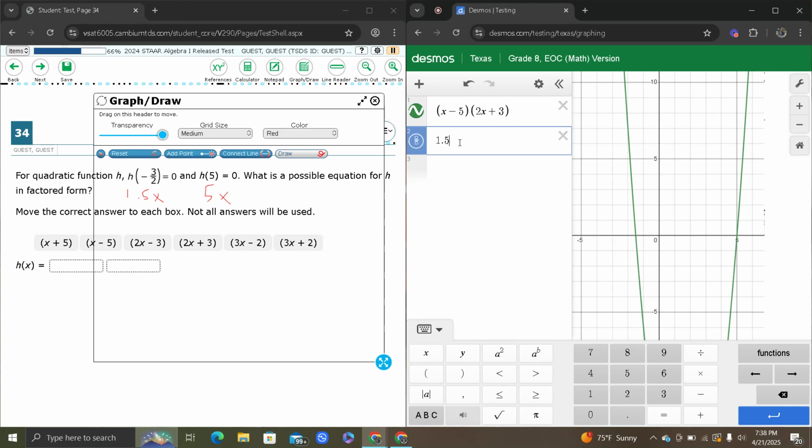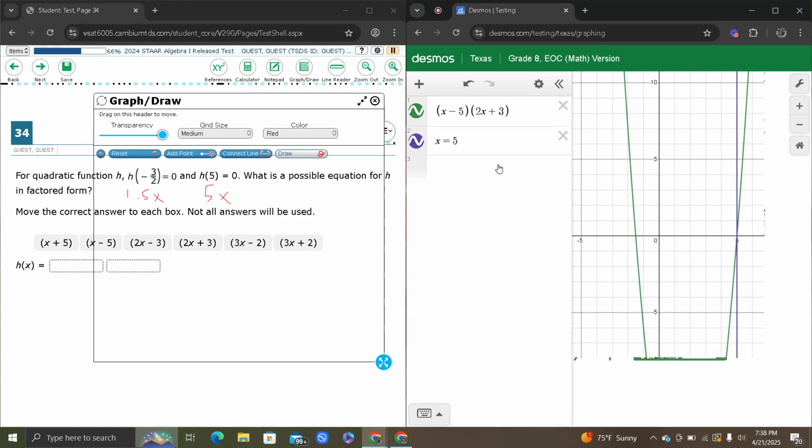I'll just do this. X is equal to 1.5. So, okay, it can't be that one because x doesn't go through it. So how about x is equal to -5? Or is x is equal to 5? Sorry, guys. Does it equal to 5? Yes. So x minus 5 is a factor of this. So x minus 5 is one of your answers.